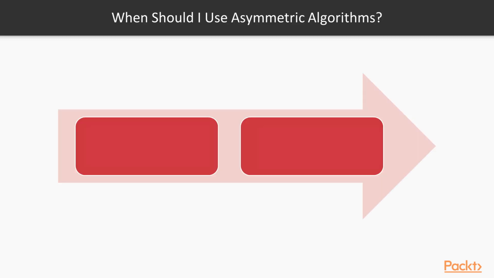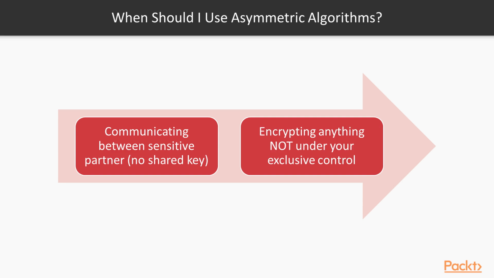So why should I use an asymmetric algorithm? Well, if you're communicating with a sensitive partner, you don't have a shared key. The lack of the shared key means that you don't have to have that exchange wherein anyone with the individual key can both encrypt and decrypt. Another time is if you're encrypting and working with anything that is not directly under your exclusive control. For example, you have to give it to a third party or you have to integrate with some other person. You might want them to have their public and private key combination as well, just so that you don't have to have that trust of a shared secret, which is required for symmetric control.